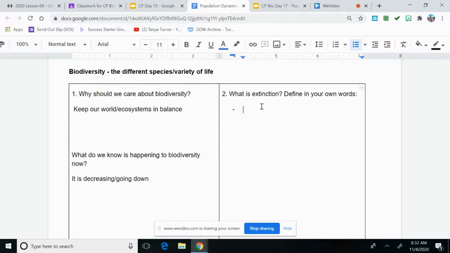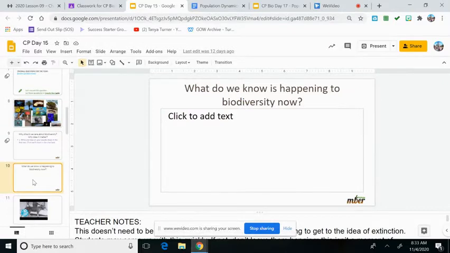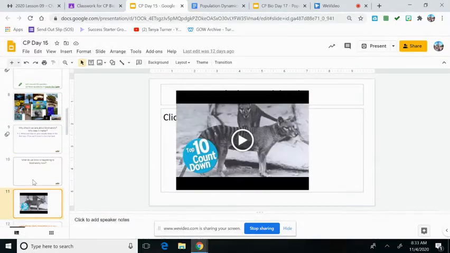So hopefully you guys wrote down some ideas and you have figured out what your definition of extinction is. There's no right or wrong. You can bullet point it, just jot down your ideas. Remember, these doodle sheets are kind of like your brainstorming paper. It's just kind of how we're writing down our ideas. So that was this. What is happening to biodiversity now?